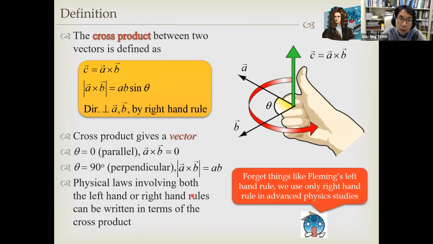Okay. When the two vectors are parallel to each other, A cross B is 0 because the angle theta is 0. When the two vectors are perpendicular to each other, then A cross B is simply AB, because sine 90 degrees is 1. So as I say, physical laws involving both the left hand and the right hand can always be written in terms of the cross product, okay?